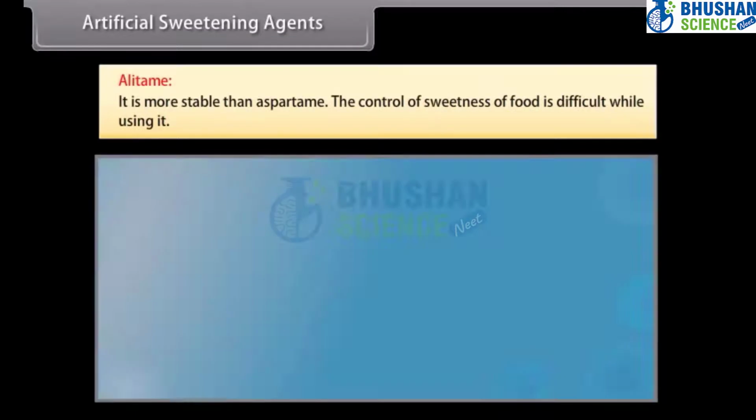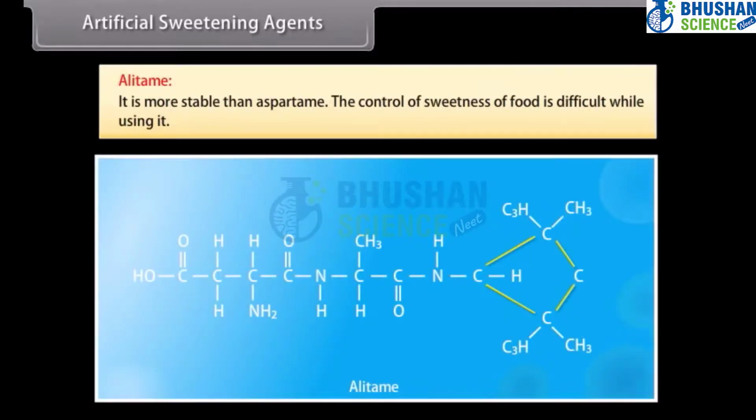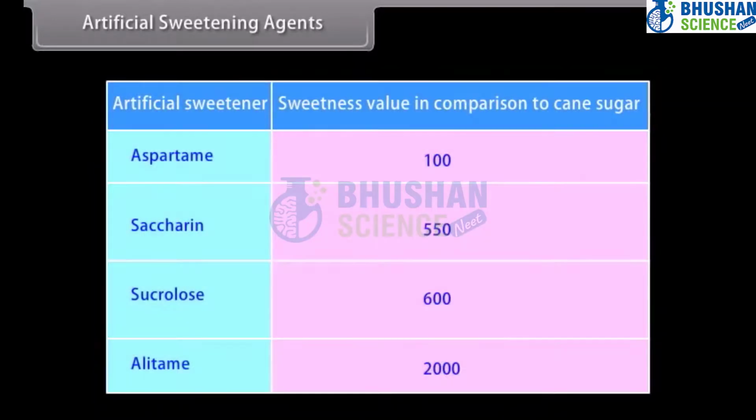Alitame. It is more stable than aspartame. The control of sweetness of food is difficult while using it. Aspartame is 100 times sweeter than cane sugar. Saccharin is 550 times sweeter than cane sugar. Sucralose is 600 times sweeter than cane sugar. Alitame is 2000 times sweeter than cane sugar.